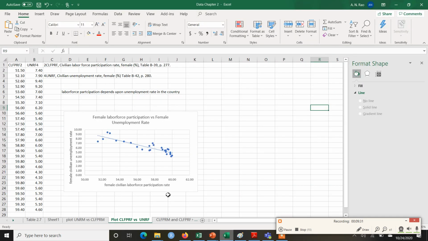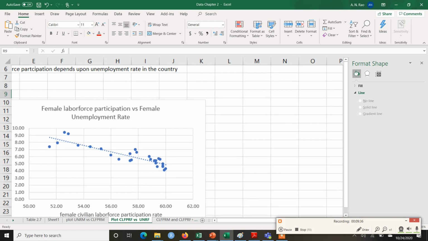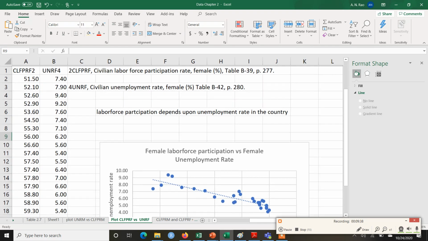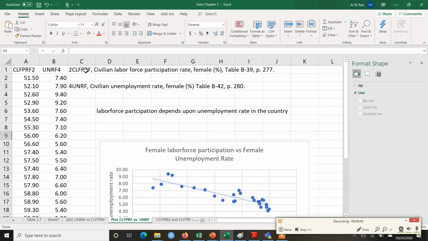Let me show the Excel file here. Let me show the variable descriptions here for your convenience. CLFPRF is the civilian labor force participation rate for females, and UNRF is the civilian unemployment rate for females. So we have to plot these two variables.